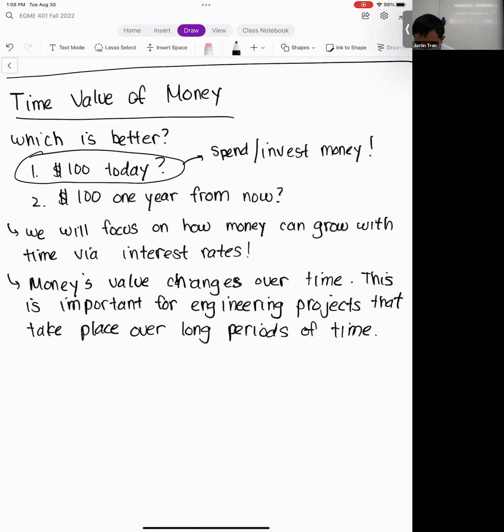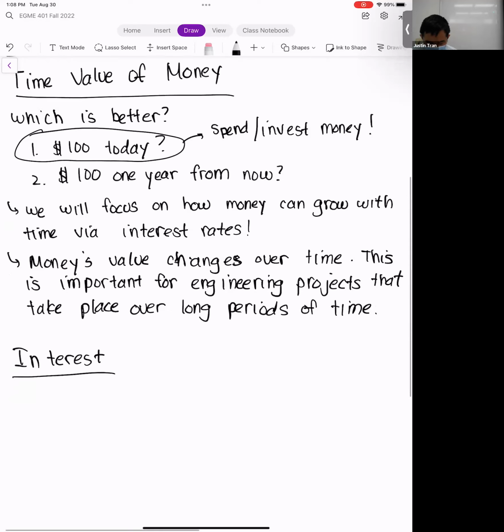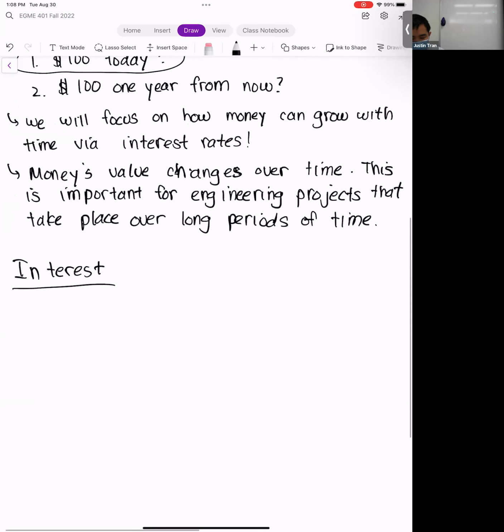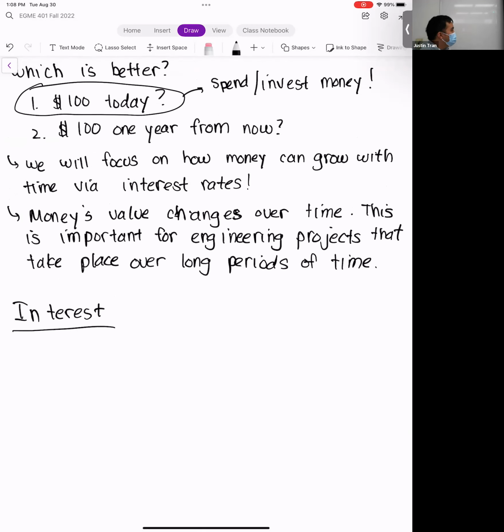All right, so let's start with the basics. Let's talk about interest and interest rates. The idea behind interest rates is that money is a very powerful asset. In particular, cash is a very powerful asset, right? It's so valuable that often people are willing to pay more money over time in order to have money immediately, right now.